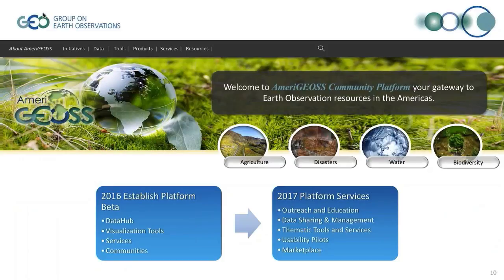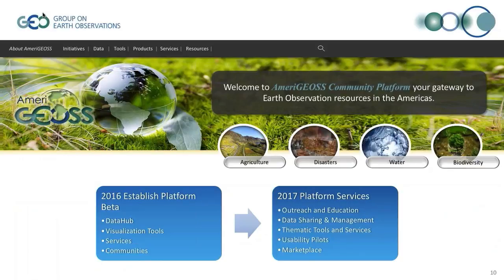So in 2016, we established a platform beta as a foundation. We focused on and developed the prototype data hub. We developed some of the visualization tools and services that they were seeking, and we established the community capabilities of the foundation as part of the pilot and prototype.